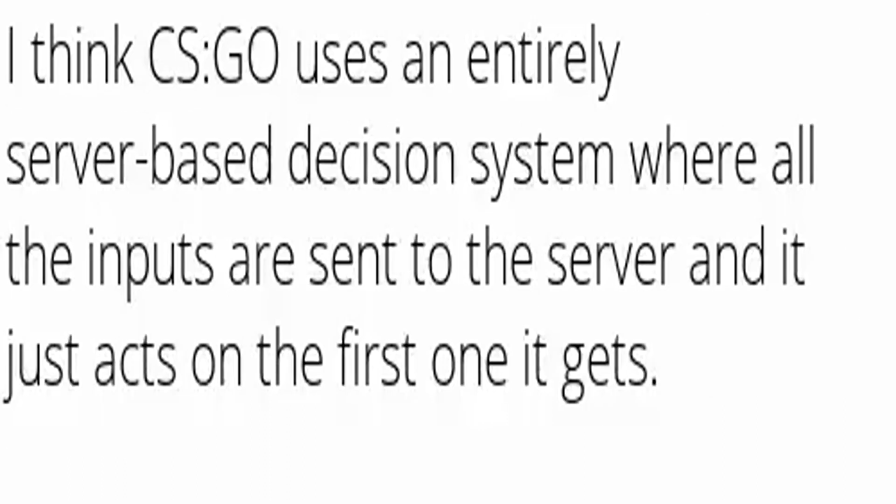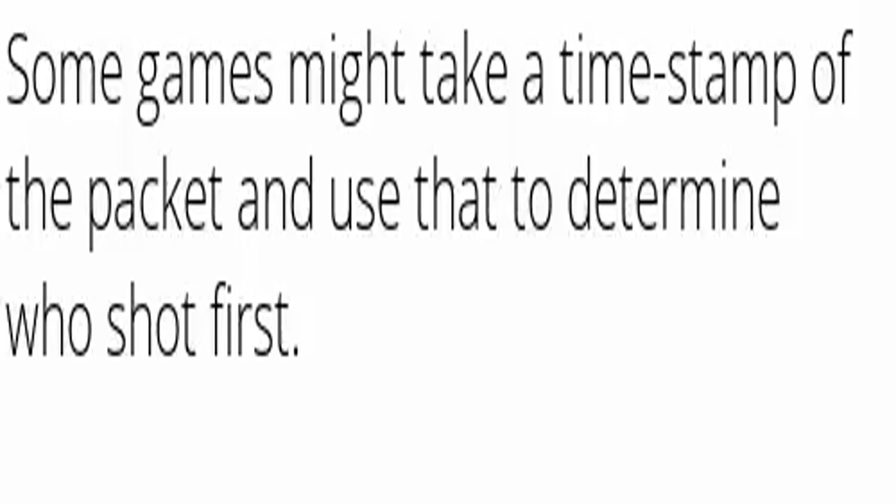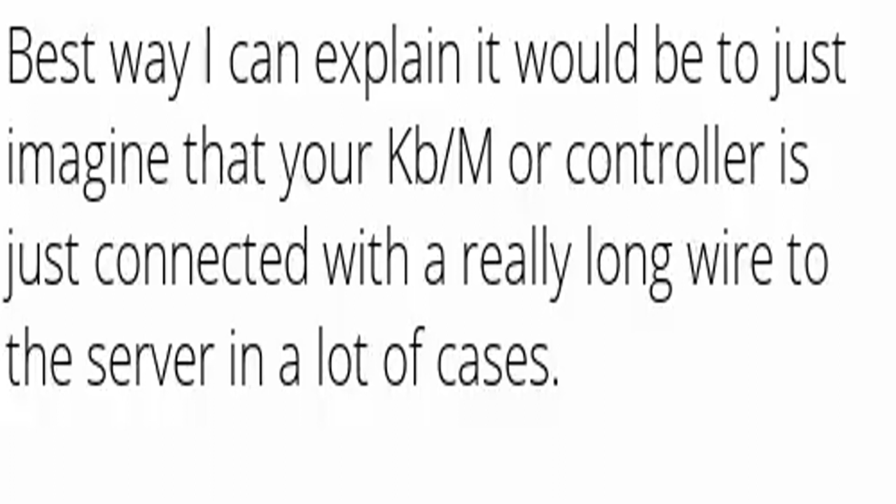I think CS:GO uses an entirely server-based decision system where all the inputs are sent to the server and it just acts on the first one it gets. Some games might take a timestamp of the packet and use that to determine who shot first. Best way I can explain it would be to just imagine that your KBM or controller is just connected with a really long wire to the server in a lot of cases.